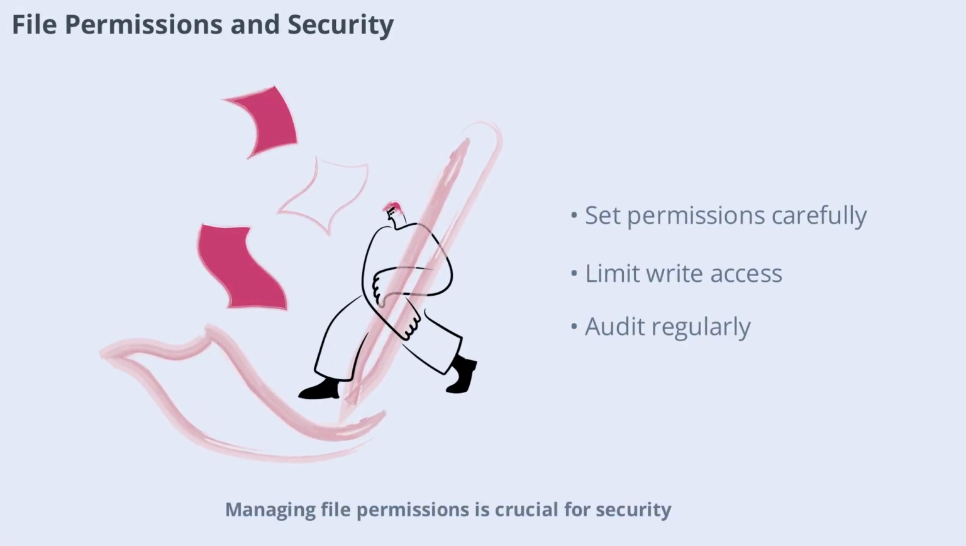Managing file permissions is crucial for security. Always set appropriate permissions to prevent unauthorized access. Python lets you check and modify permissions, helping you protect sensitive data. Security best practices include limiting write access and regularly auditing file permissions.